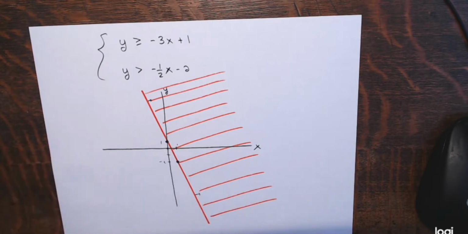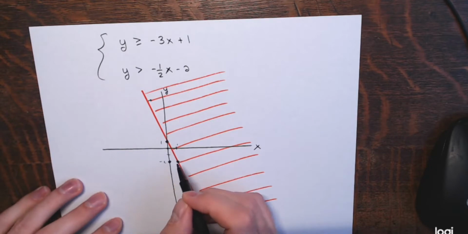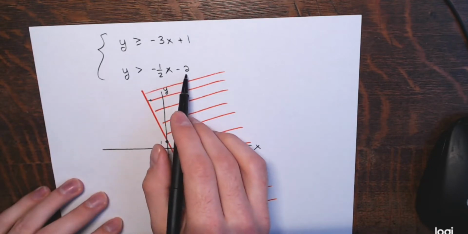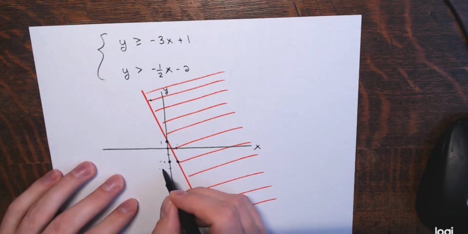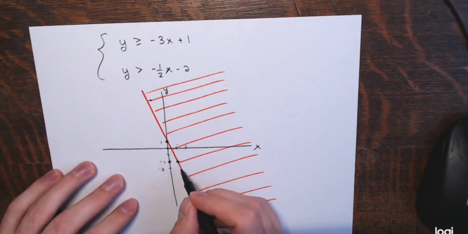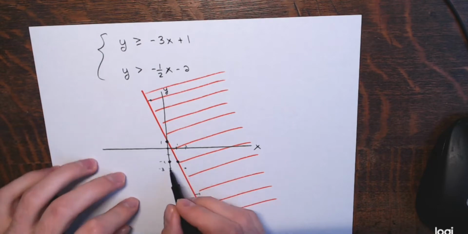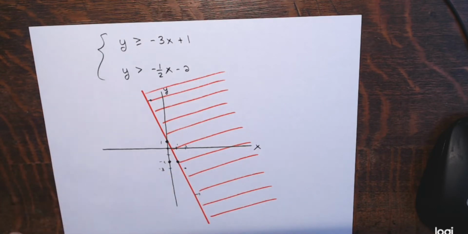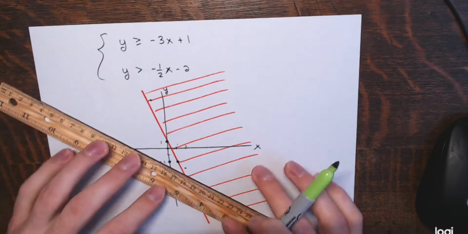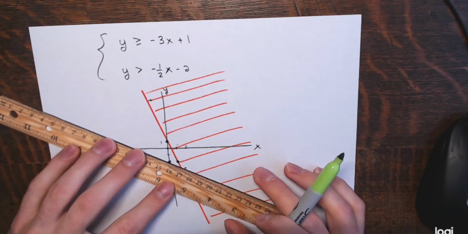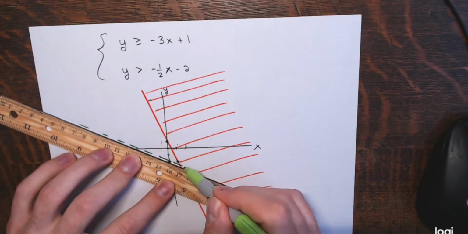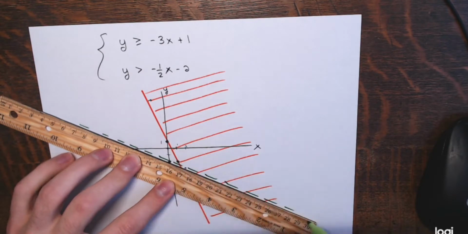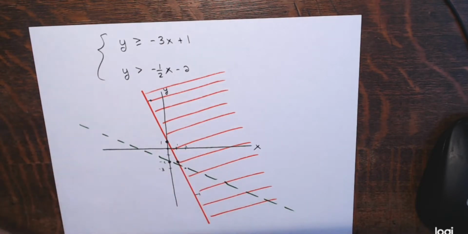Alright, then the second inequality has a y-intercept at -2. y equals -1/2 x minus 2, and then a slope of -1/2. So I'd go down 1, right 2. So the point 2, -3 would be on this, and I'll do this in like a greenish color. Now this will have a dotted boundary line, like that.